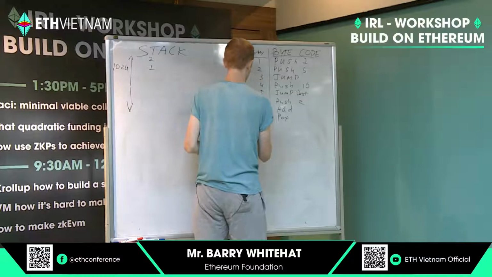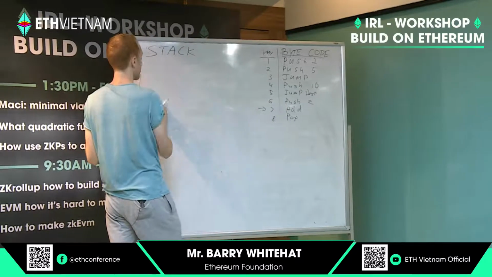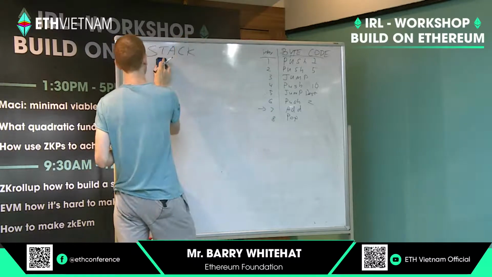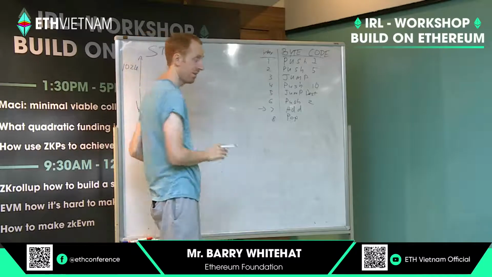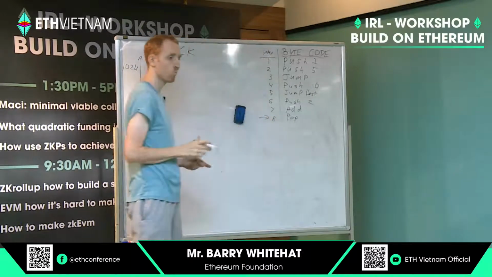Let's go to add. So we take 2 elements off the stack, we add them together, and we put the result on the stack. So that's 3. And then we do a pop. We take the 3 off the stack, and then we're done.